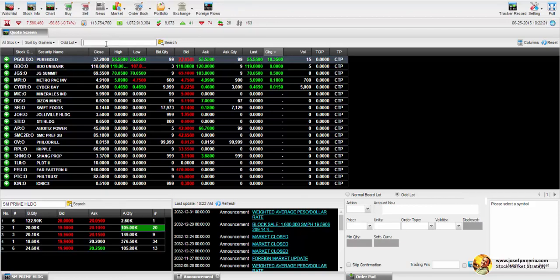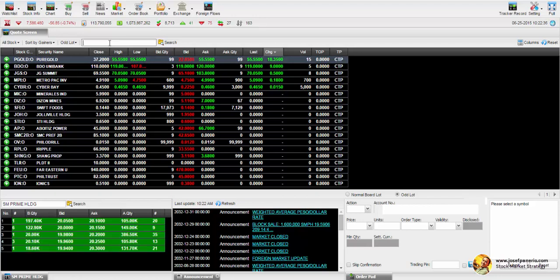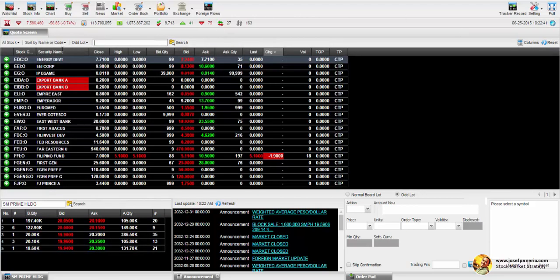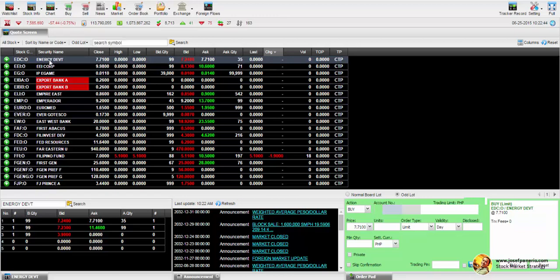And lastly, you have the search text box here where you can search your desired stock and start to navigate from there. So for example, we type EDC, Energy Development Corp. It will display EDC here. So Energy Development. And once you click that one, you can navigate the stocks that you want.